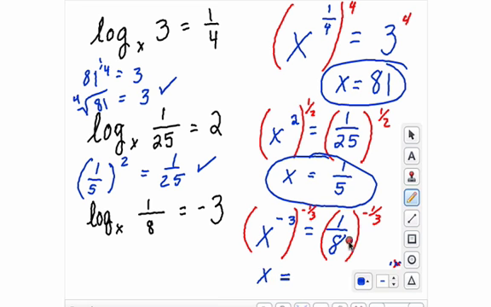And so 1/8 to the negative 1/3, you want to take care of that negative first. It's going to change locations. I'll write it as 8 over 1, even though we can just write that as 8, to the positive 1/3. So I dealt with the negative, and now I'm going to deal with the 1/3 power. Remember, that's the third root. So what is the third root of 8? What number multiplied by itself 3 times gives me 8? The answer is 2.